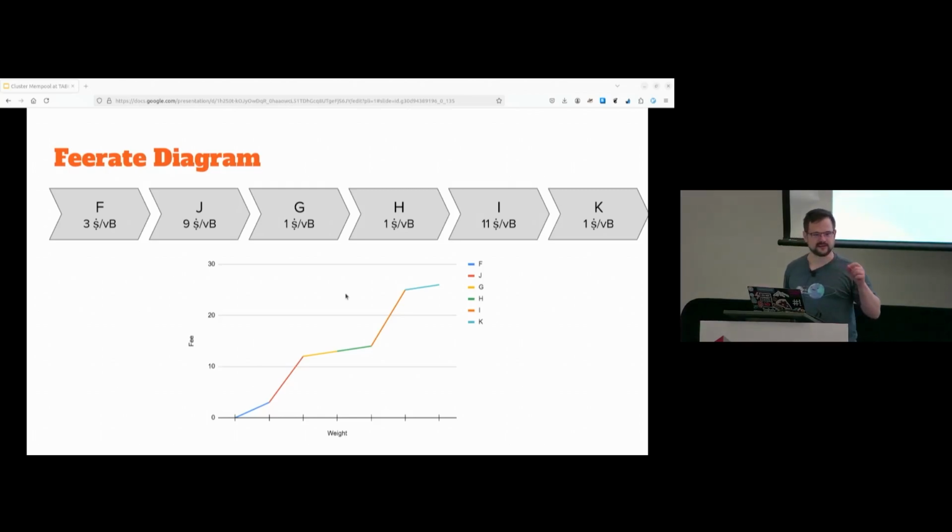Cool? All right, another question here? I had one as well. If you're not creating block templates as a miner and you're just a normal node on the network, and say your mempool is getting full, would this algorithm also determine what transactions you're going to purge from your mempool?